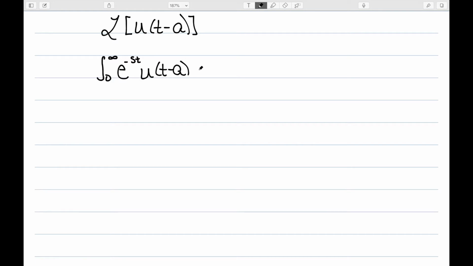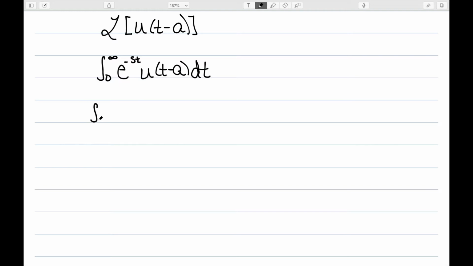Now that I've defined the unit step function and the window function in my last video, let's look at taking the transform of these. So I want to take the transform of the step function u of t minus a. This means the integral from 0 to infinity of e to the minus st u of t minus a dt.